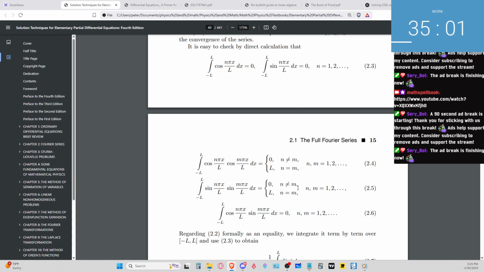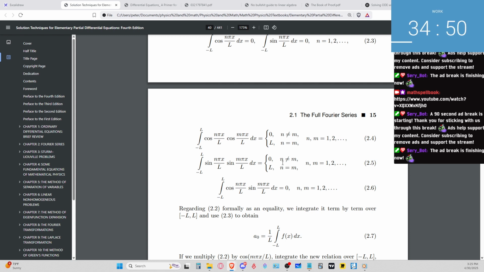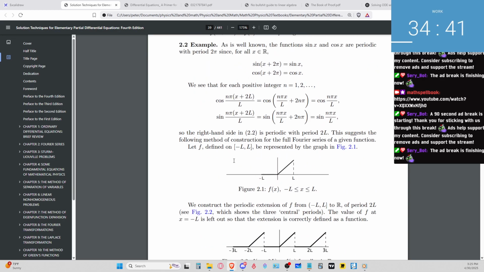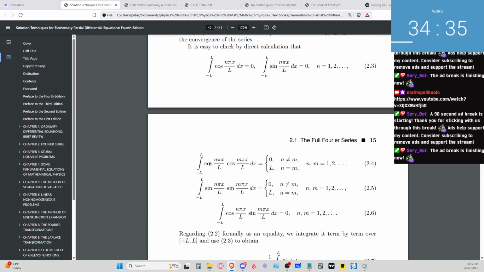So it equals L when n is equal to m, and equals 0 when n is not equal to m. Oh, so there's like two different versions here. One thing I'm wondering is why they have double cosines here. And why is there a cosine m pi x over L?